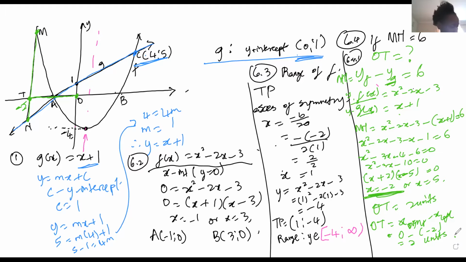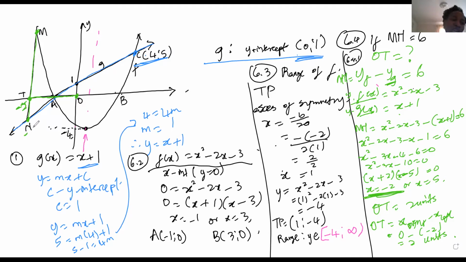Then the second part of the question now. They say, hence, write down the coordinates of N. So we've got T. They say now we must write down the coordinates of N.